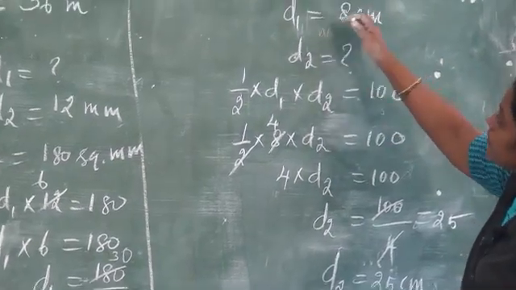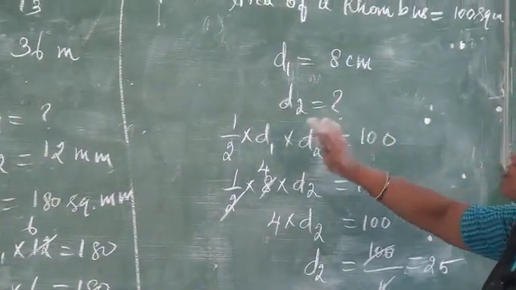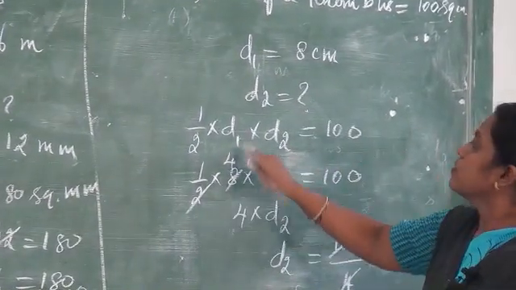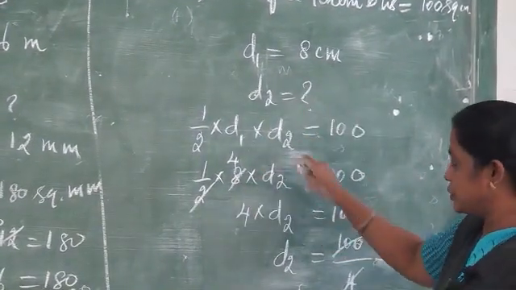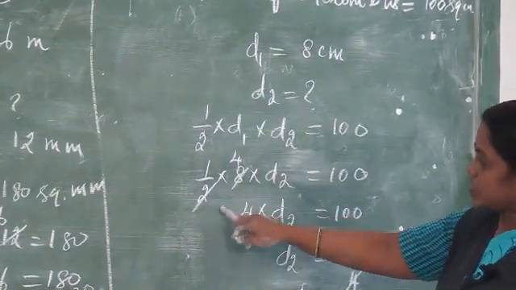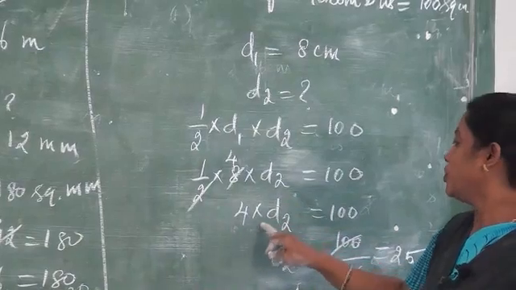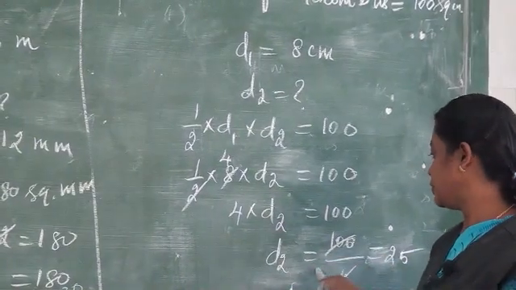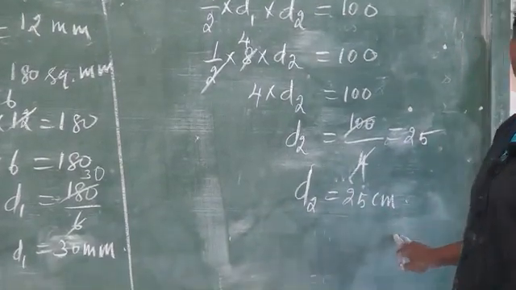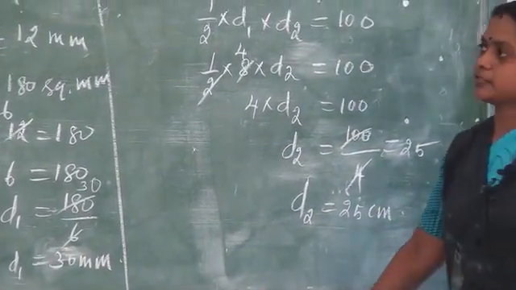Area of a rhombus is given. One diagonal is given. We have to find out the other diagonal. Formula we know, half into D1 into D2 equal to 100. Then what is the D1? 8. D2 we don't know, I kept as it is. That is equal to 100. If you are cancelling 8 by 2, we are getting 4. 4 into D2 equal to 100. D2 equal to 100 by 4 equal to 25. Then D2 equal to 25 centimeter.